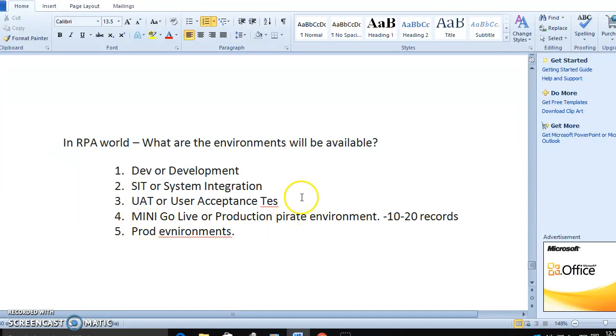Here, user acceptance testing, this environment will be used by your client. Okay.